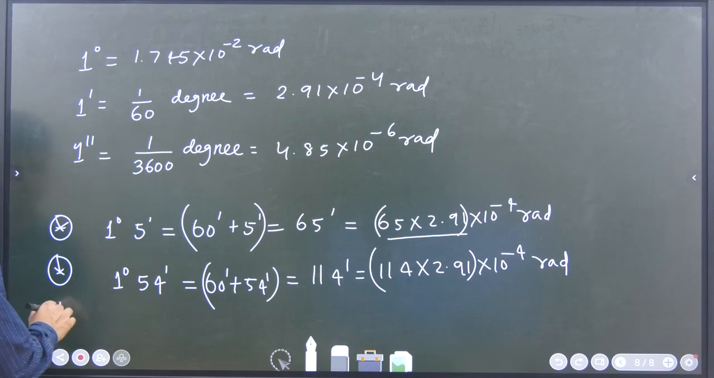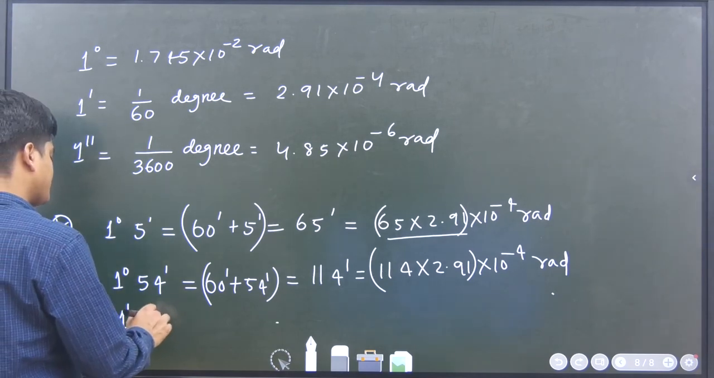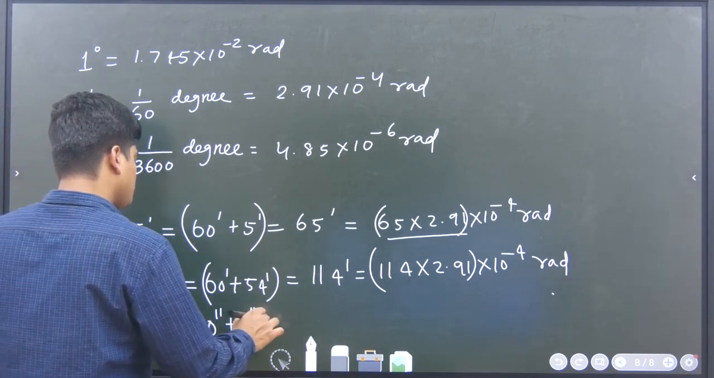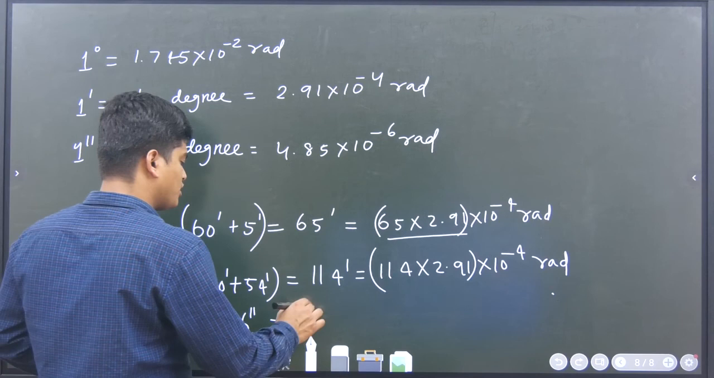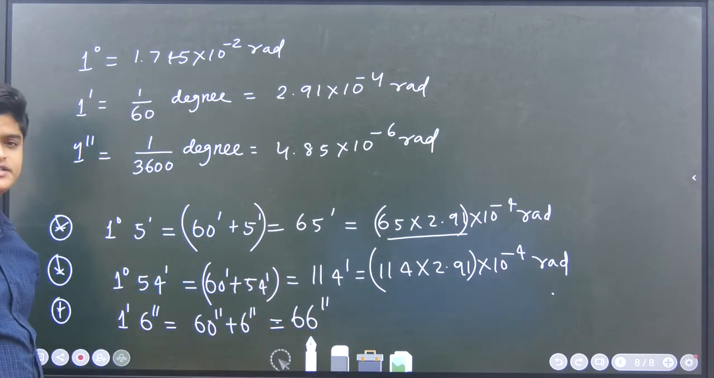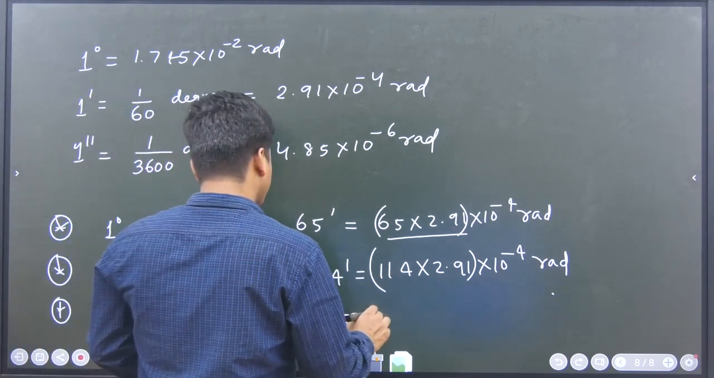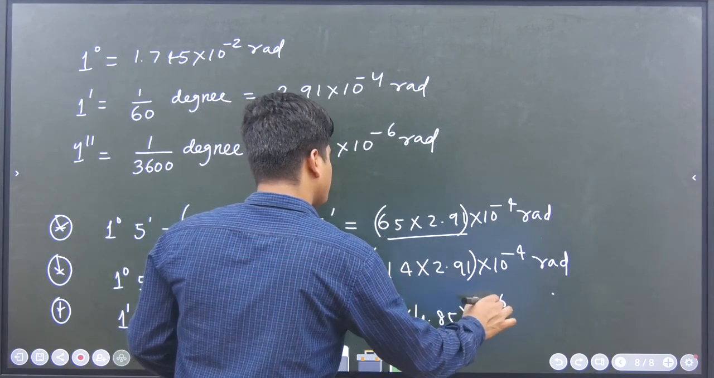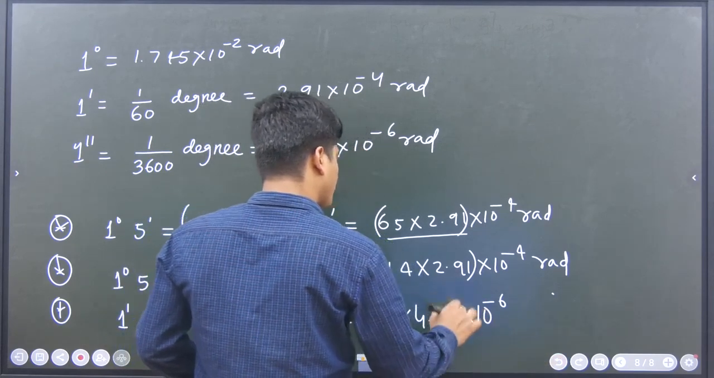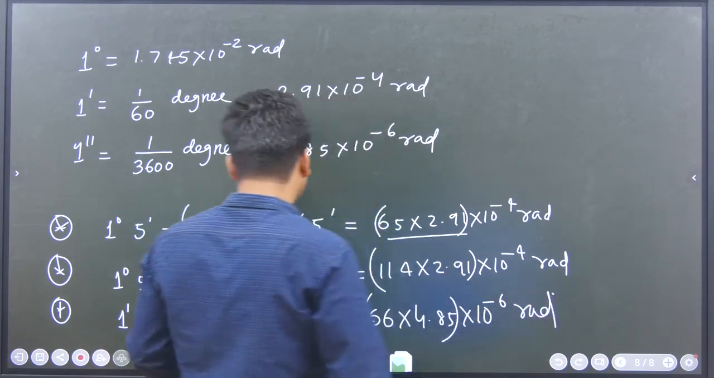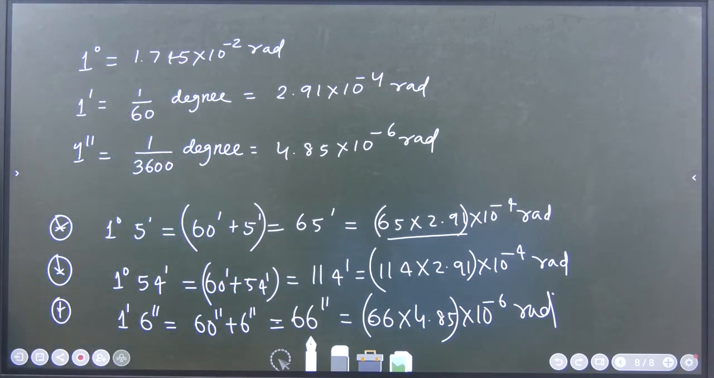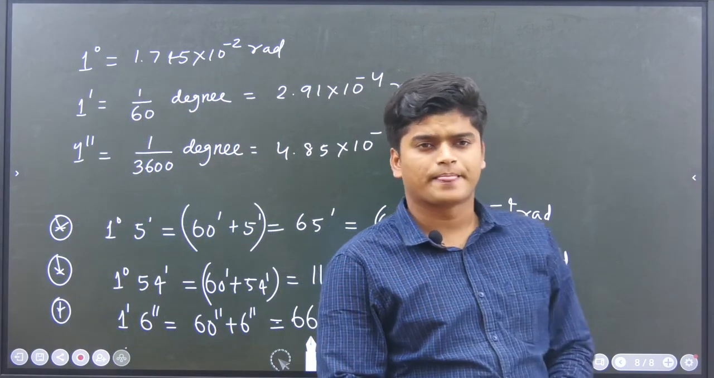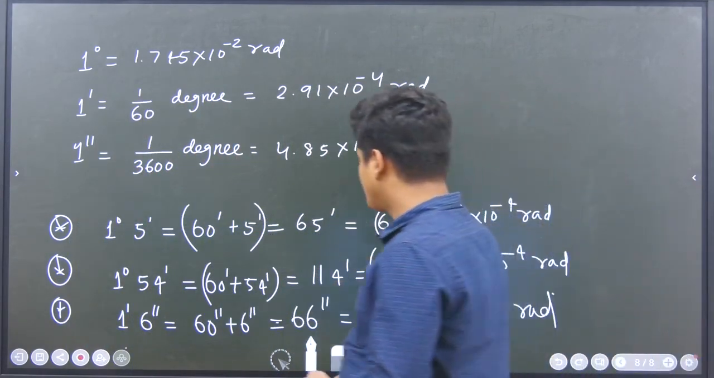Suppose I give another example. 1 minute 6 second, I need to calculate in radian. So, 1 minute is nothing but 60 second, and let me keep 6 second here. So, it will total 66 second. This is the symbol of second, and here I can write 66 into 4.85 into 10 to the power minus 6 radian. So, this is your 1 minute 6 second angle converted into radian. Okay. So, we understand clearly what the degree minute conversion is.